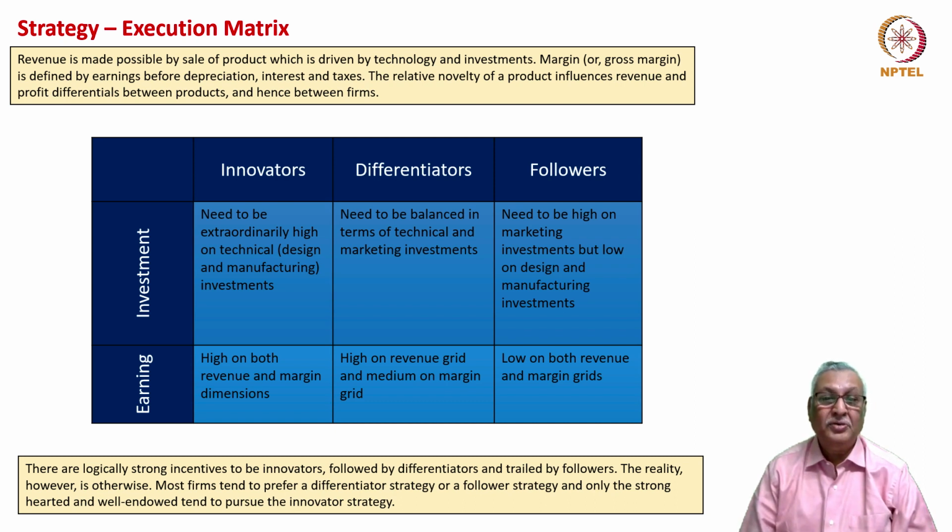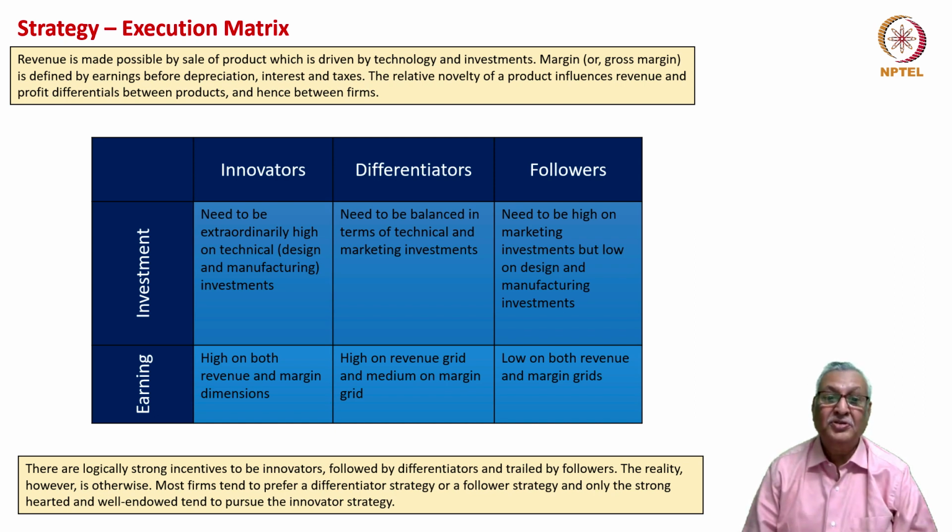So when you look at two dimensions, one is the dimension of innovator, differentiator, and follower, and another is the dimension of investment and earning. Innovators need to be extraordinarily high on technical investments. These include design and manufacturing investments. Differentiators need to be extraordinarily balanced in terms of technical and marketing investments. They cannot afford to let one dominate the other. Followers need to be high on marketing investments but low on design and manufacturing investments.